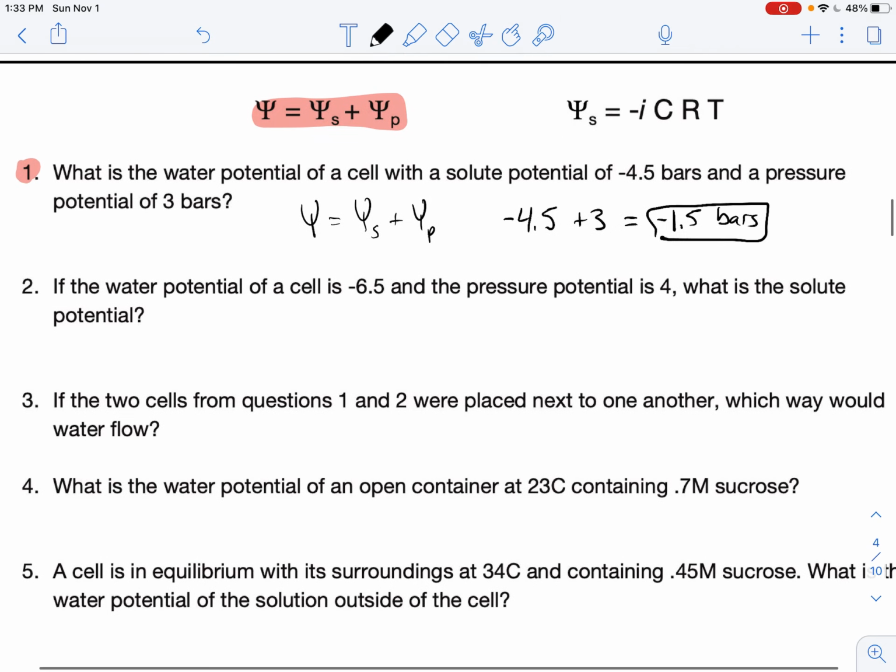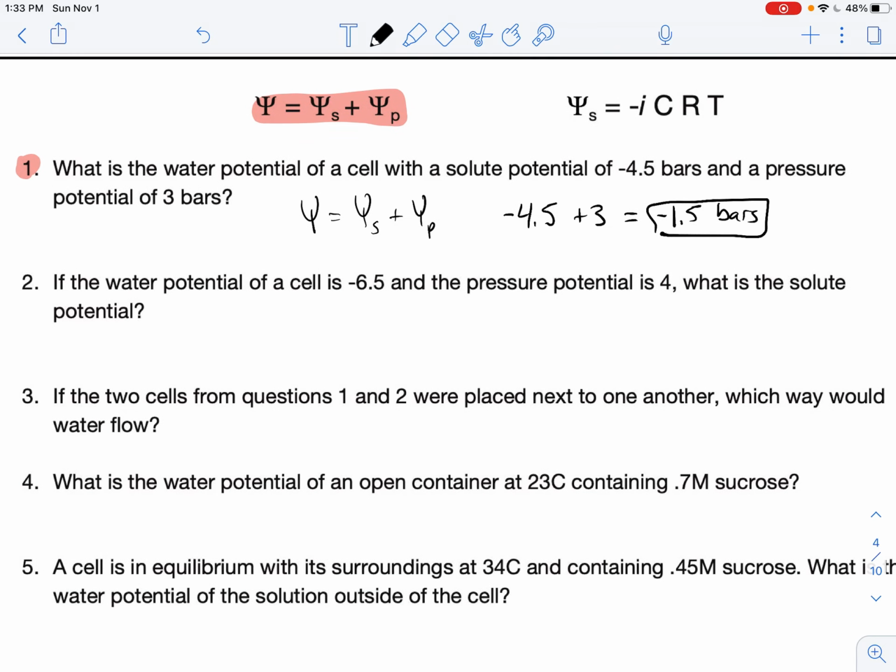That's your first one. Next one's the same idea, but they're giving us 2 out of the 3 variables, just different this time. So it tells us the total water potential and the pressure potential. So it's negative 6.5 equals psi s plus 4. So just recalculate out a little bit. You're going to subtract 4 from both sides. And what you end up with is psi s, or the solute potential, equals negative 10.5 bars.